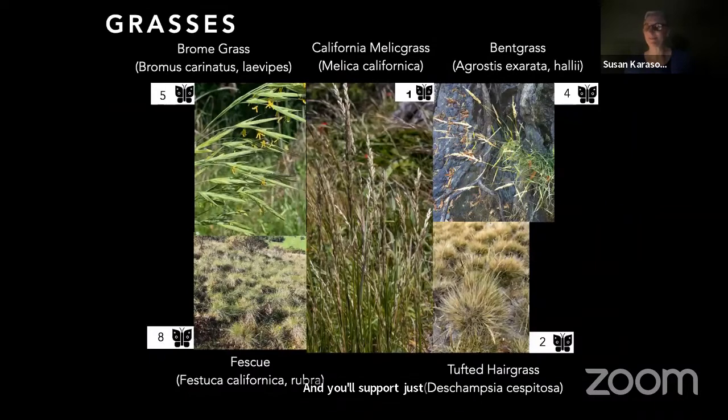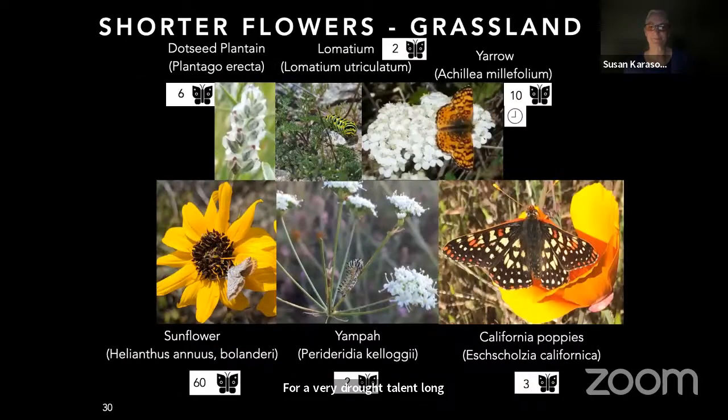So many grasses can support so many butterflies. And there are a few of those, the red fescue, the bunch grasses, that you can mow for a very drought-tolerant lawn replacement. Shorter flowers, yarrow, you can mow. You won't get the benefits of the flowers, but you will still get those leaves. That dot-seed plantain is that one annual that the bay checkerspot needs. The sunflowers are amazing in terms of specialist bees. Yampah is what that anise swallowtail was eating, as was that lomatium. That's what those caterpillars were eating before we showed up with fennel and dill. California poppies also support a variety of butterflies.